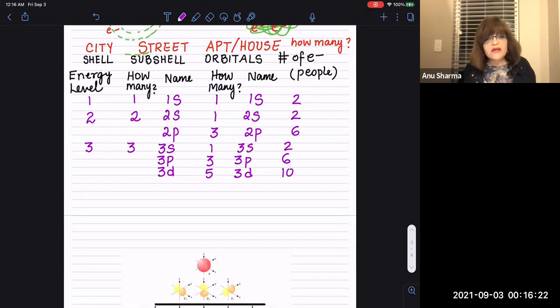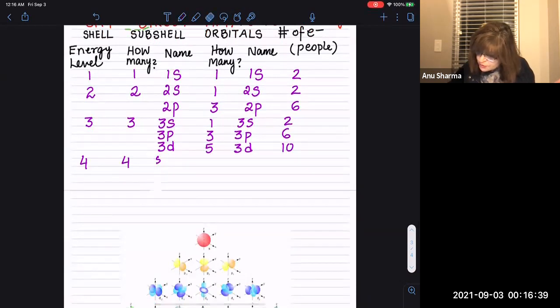10. Okay. Next is the energy level 4, or shell 4. How many subshells? 4 subshells. What are their names? 4s, 4p, 4d, and 4f.